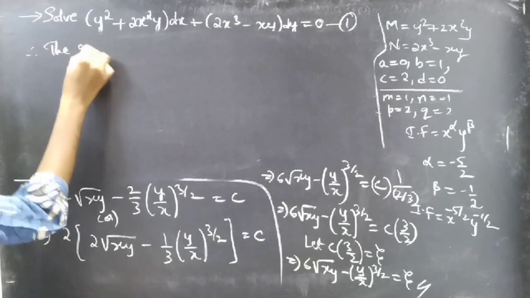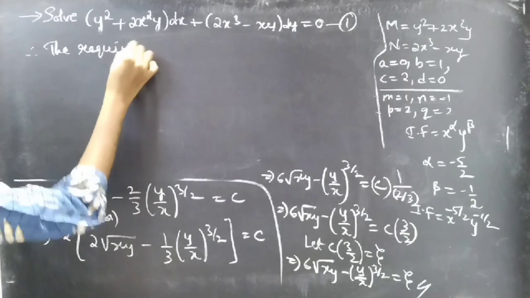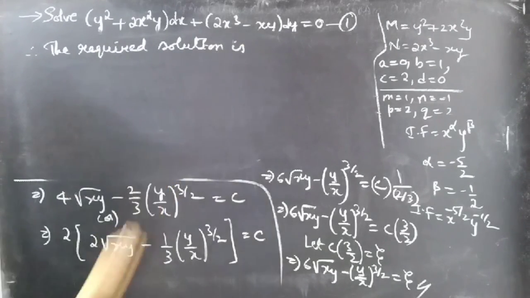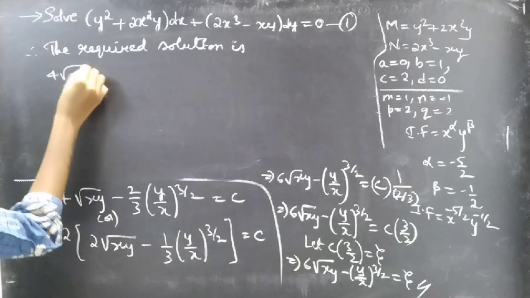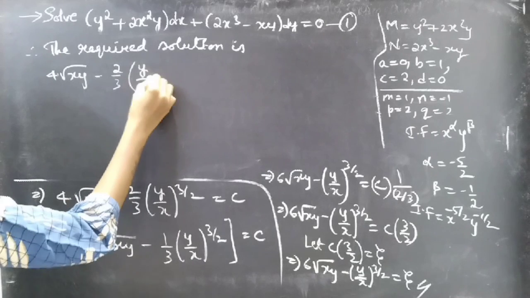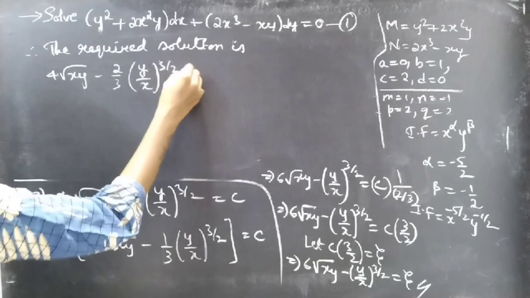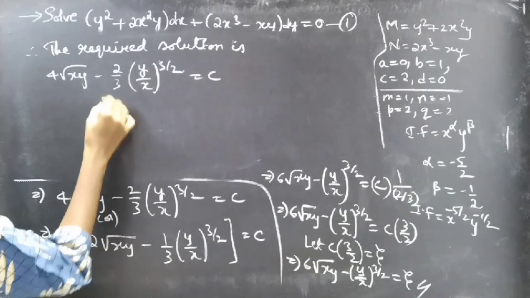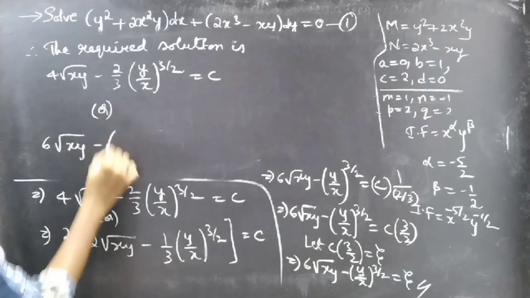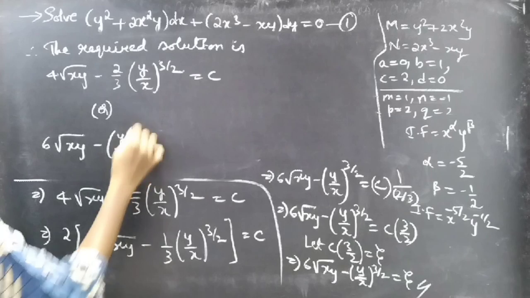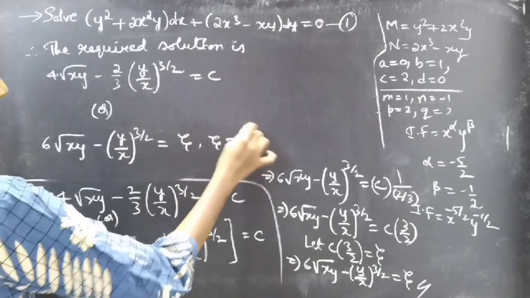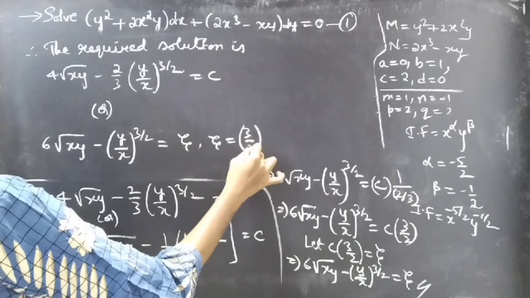Therefore, the required solution is 4 into square root of xy minus 2 by 3 into y by x power 3 by 2 equal to c, or 6 into square root of xy minus y by x power 3 by 2 equal to c, where c equals 3 by 2 into c.